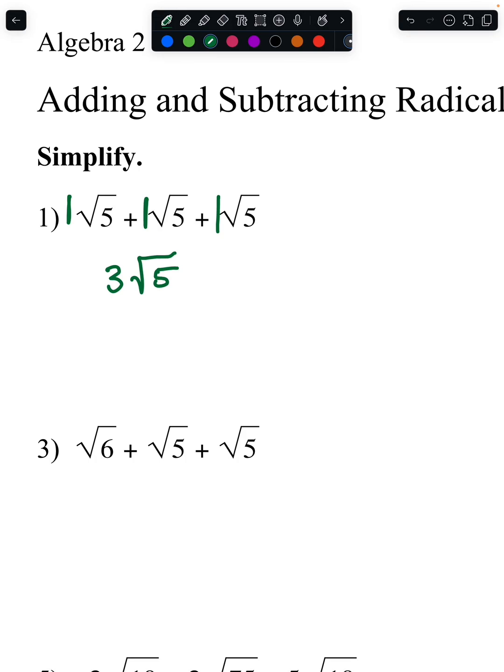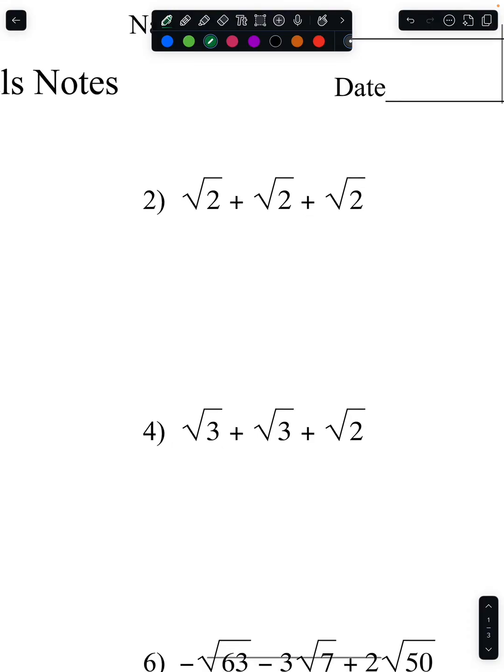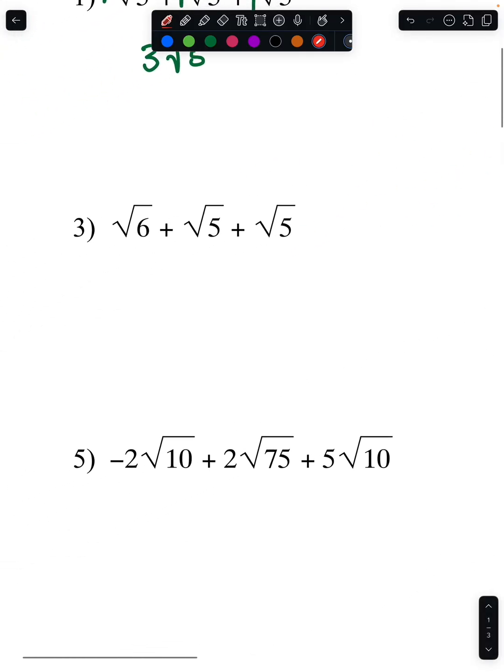Okay? Let's go over here. Let's look at this one. I have 1 square root of 2 here. I have 1 square root of 2 here, and another square root of 2 here. That is going to be 3 square roots of 2. Because how many square roots of 2 do you have? I have 3 of those. Okay? Let's look at number 3.